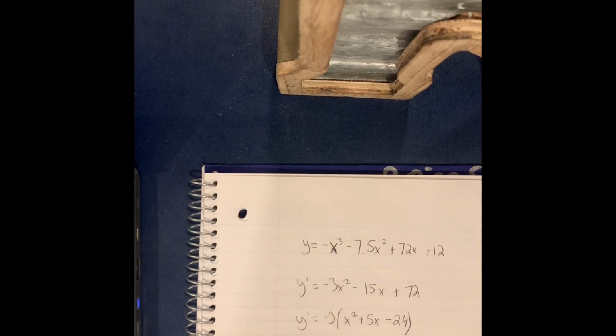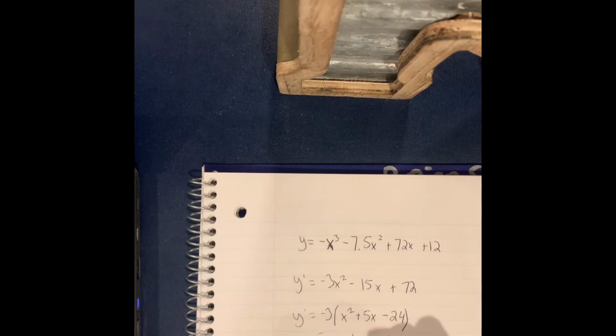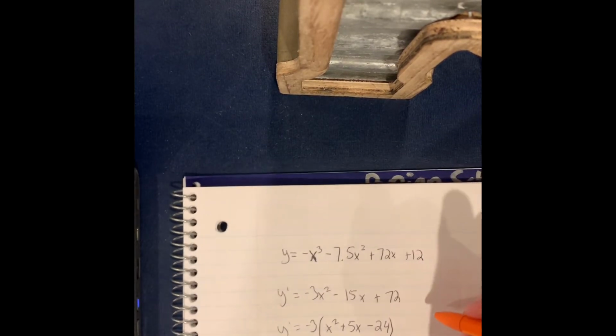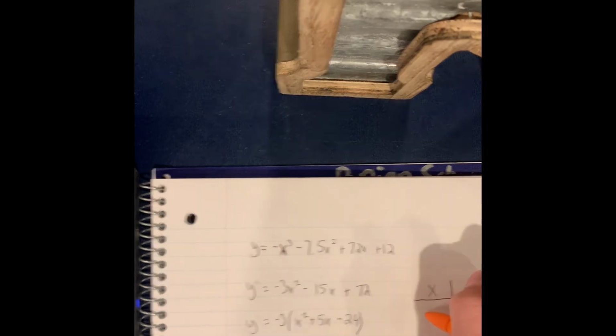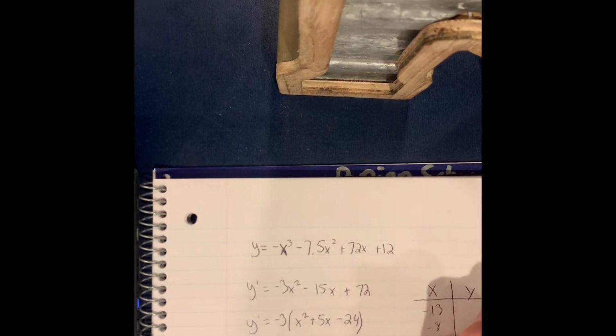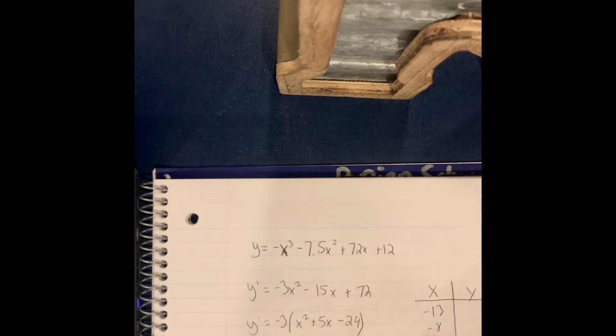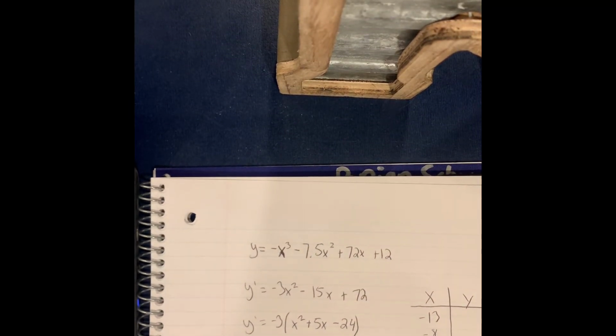and 12, and negative 8 and 3. So at negative 8, there is going to be a min. At 3, there's going to be a max. And then at 12, there's going to be a min. And at negative 13, there's going to be a max. So draw our table here. X, Y, negative 13, negative 8, 3, and 12. And this is where we're going to find out whether they're relative or absolute.